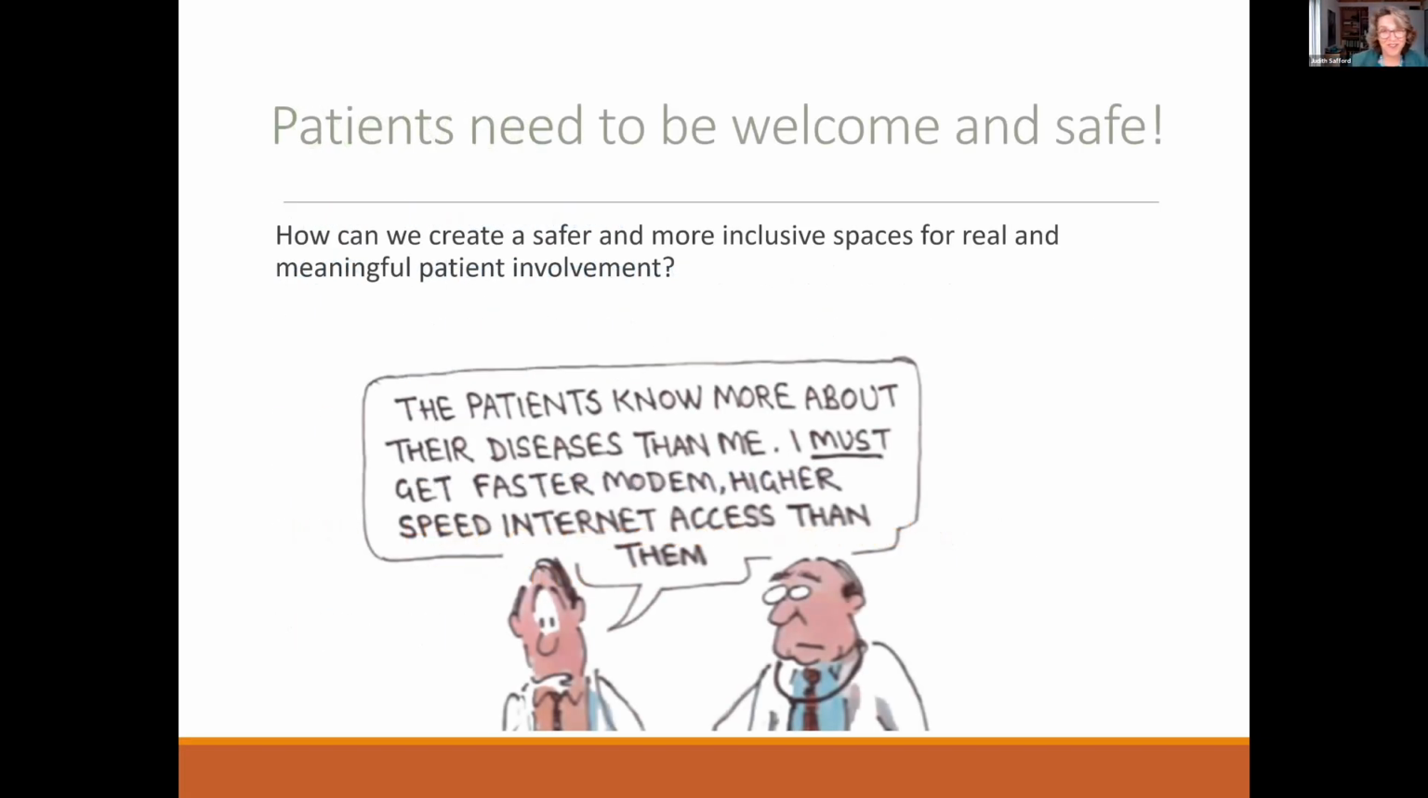So I like this cartoon, two clinicians, and one of them is really worried: the patients know more about their diseases than me. I need a faster modem, high-speed internet access to beat them. And this is a feeling that I've felt before, the feeling like, well, yes, you can join in, but you better not know more than I do. And at some level, and I've had arguments at conferences about this, I do know more than any clinician can, because I live 24/7 with my disease, and I know how I feel in the morning, and nobody in the world knows how I feel in the morning except me.